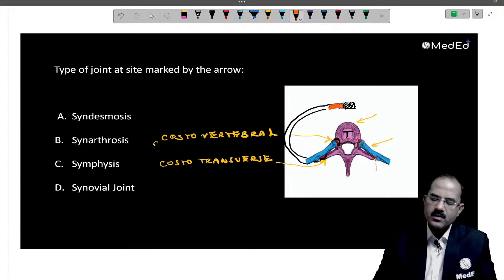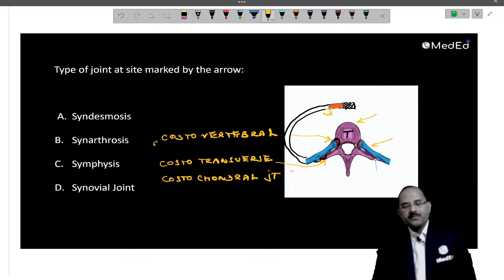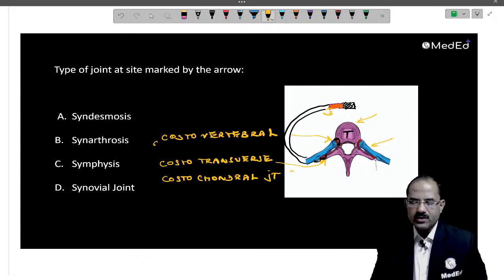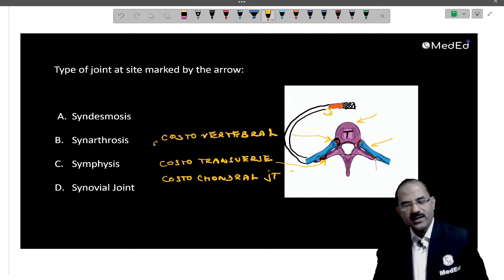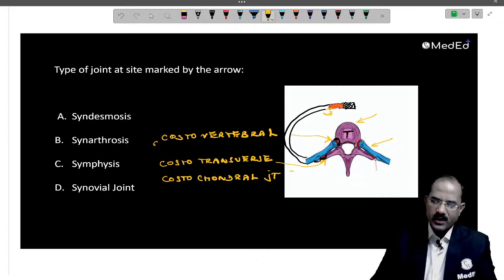Right? So what is this third joint? This joint is known as the costochondral joint. The shaft of the rib articulates with the costal cartilage. So costovertebral joint, costotransverse joint, and the costochondral joint, all these joints are said to be what? Synovial joints. All these joints are synovial joints.